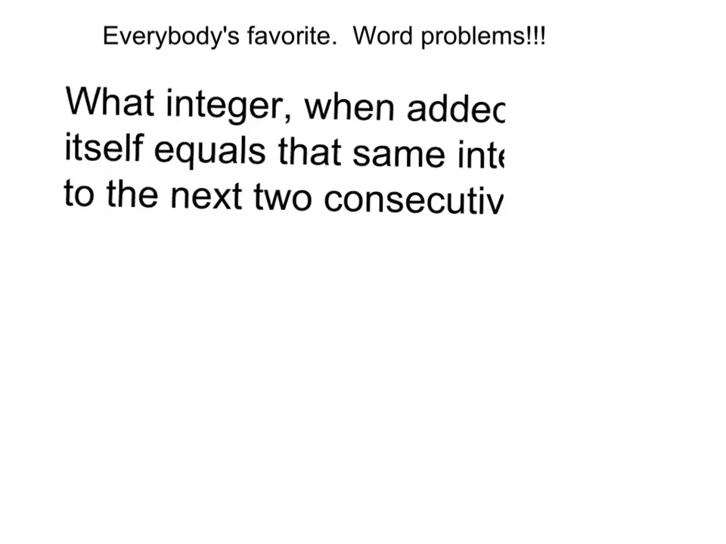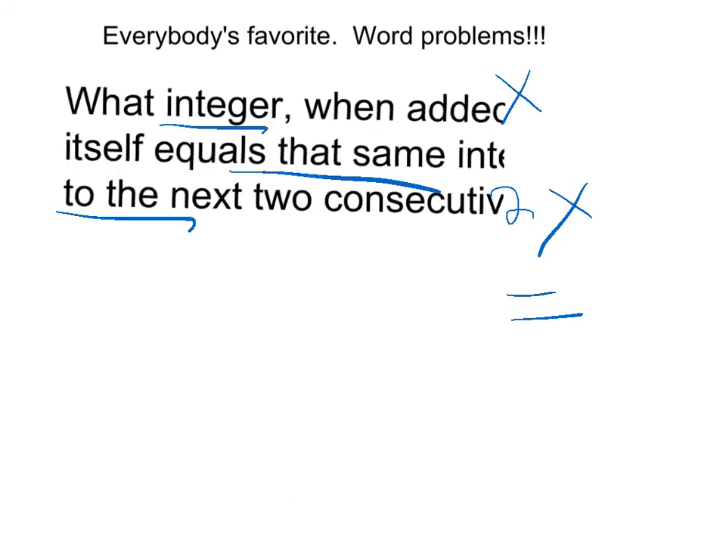But moving on, everybody's favorite, word problems. What integer, when added to double itself, equals that same integer added to the next two consecutive integers? You will only see this type of problem in math class, but here we go. What integer, x, when added to double itself, 2x, equals that same integer added to the next two consecutive integers?